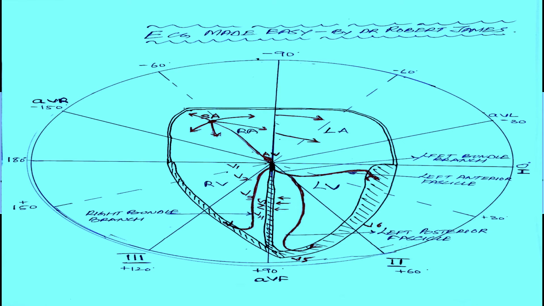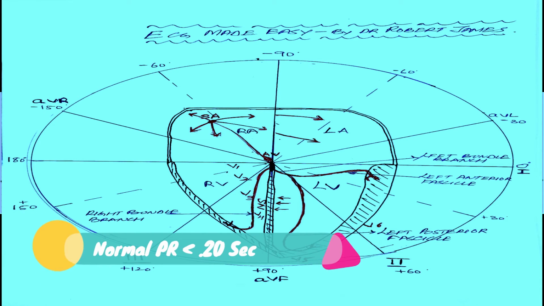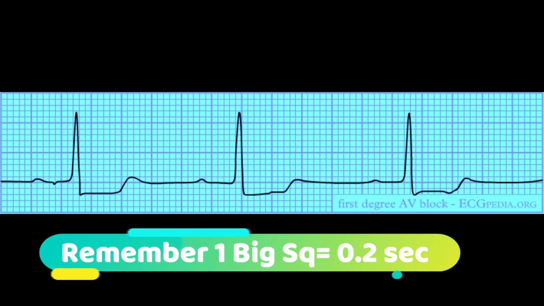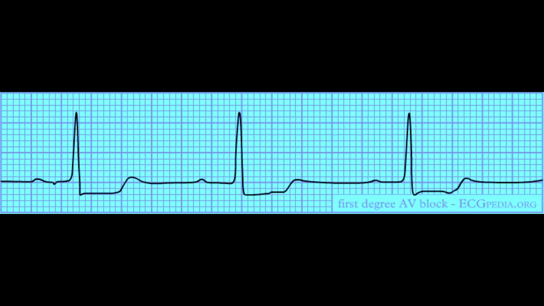Normal PR interval, I have told you, is less than 5 small squares, and 1 small square is 0.04 seconds in duration. So there are 5 small squares in 1 big square, so that is 0.04 into 5, that is 0.2 seconds. So in the first degree AV block, the PR interval is more than 0.2 seconds. Basically in the ECG you just focus on whether it is more than 5 small squares, or more than 1 big square.